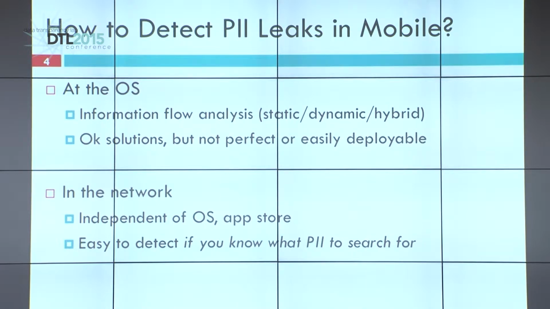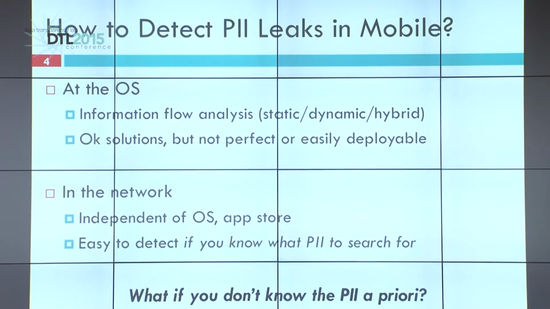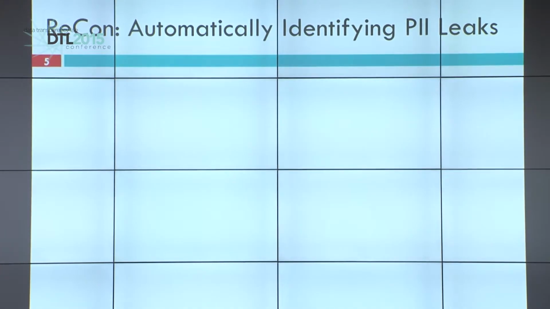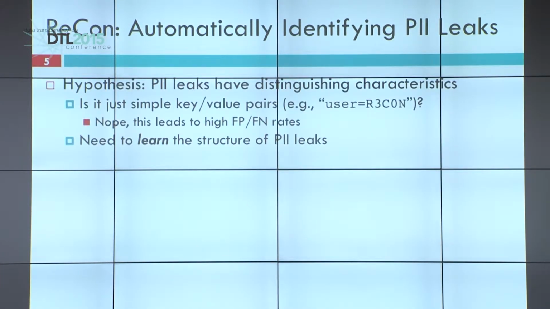For arbitrary users, we don't know what the personal information is. In fact, most users don't know things like what their unique identifiers are. So a problem that we're solving in this context is how you solve this problem when you don't know users' PII in advance. So we built a system called Recon that does this. And our key hypothesis is that these PII leaks have distinguishing characteristics that we can use to extract them from network traffic. So one thing you might imagine is that it's just simple key value pairs. Like you look for user equals Recon, and there's some username right there.